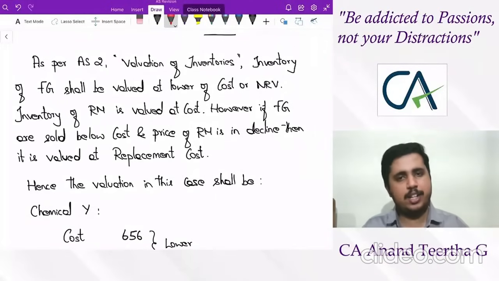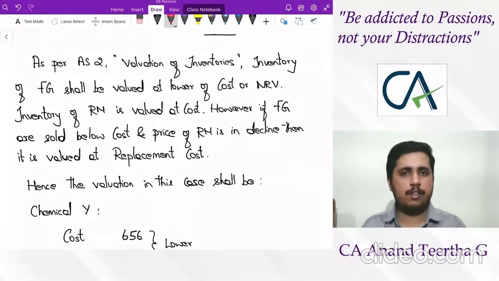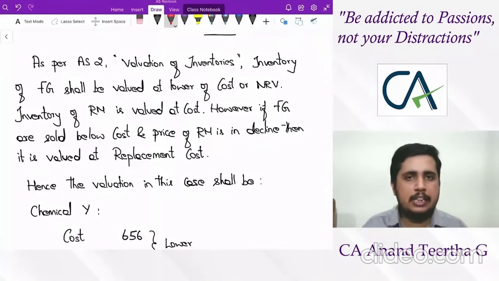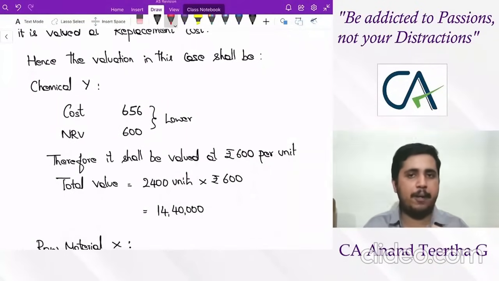So for valuation, write certain sentences. So what does it tell? For finished goods, cost or NRV, whichever is less. For raw material at cost, but if finished goods are sold below cost, price of raw material is in decline, consider replacement cost. That has been written in the paragraph. Accordingly, now if you could apply, what happens? First calculate per unit. 656 or 600, whichever is less.